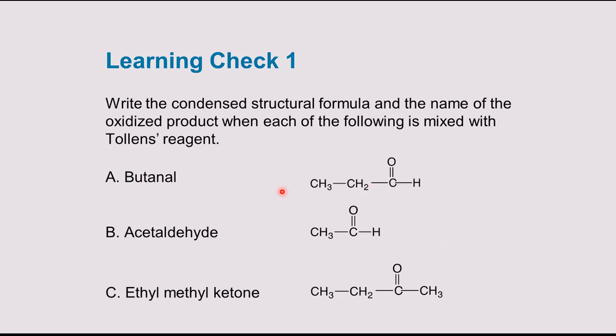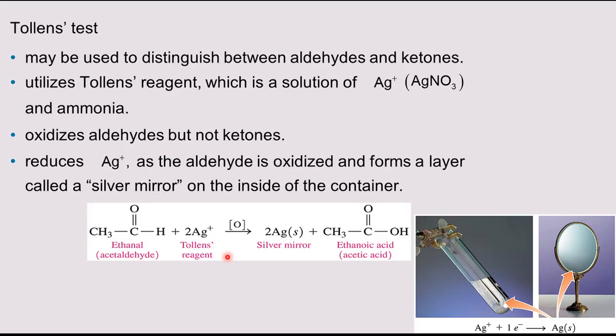All right, so let's do a quick learning check. Are you able to write the condensed structural formula and the name of the oxidized product when each of the following is mixed with Tollens' reagent? So remember, Tollens' reagent is going to act as an oxidizing agent on aldehydes to create an oxidized aldehyde that is a carboxylic acid. So we're taking this hydrogen off and we're going to replace it with a hydroxyl group.